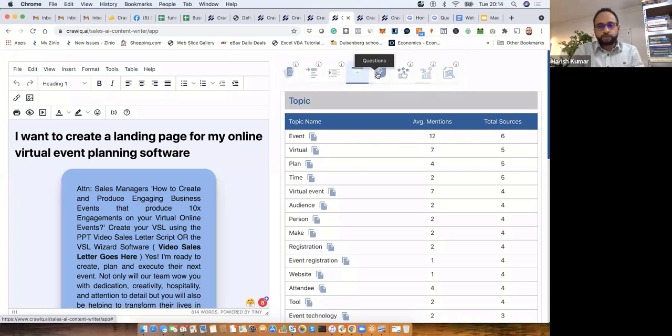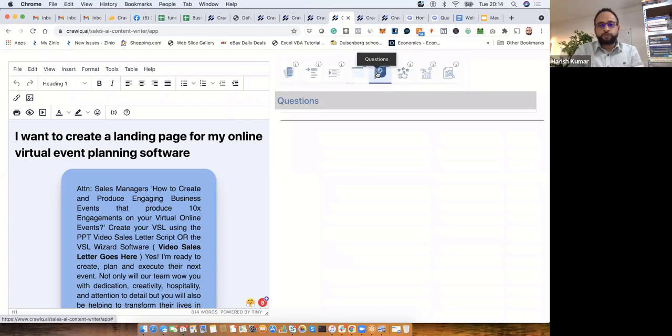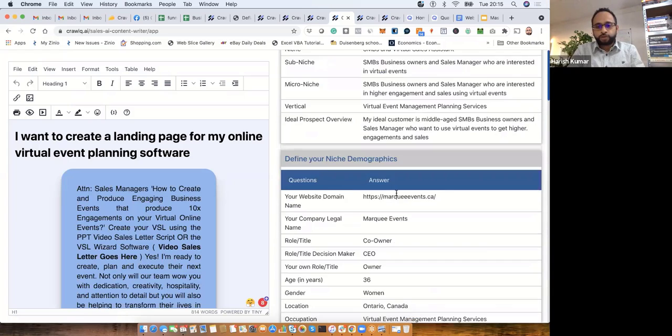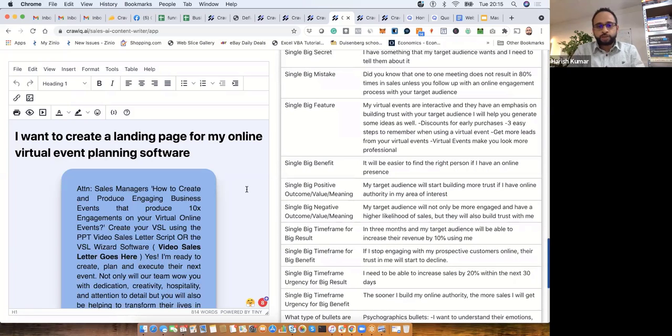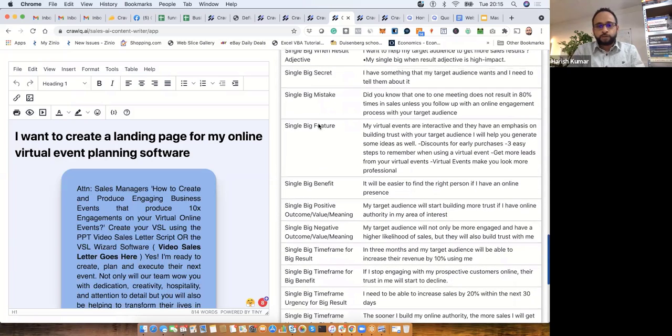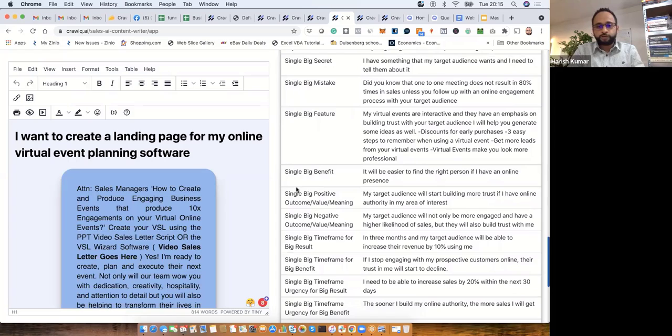And if this is a product, then we fetch questions from Quora and other databases. If it is really a SaaS product, then reviews are fetched initially from Product Hunt, but we are also including more review sites here. And here you see all the information that you entered into your market research back here. This you can immediately leverage: I have a single big benefit of my product, a single big positive outcome, a single big time frame in which I can achieve the result.